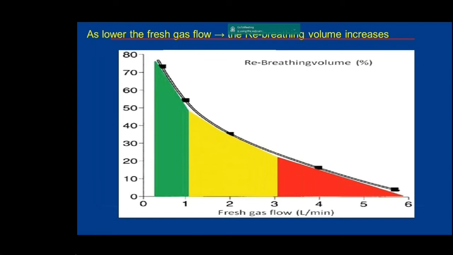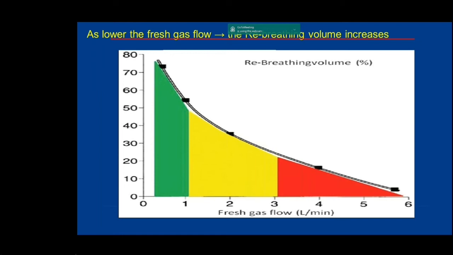It's about 5%. At 4 liters, it is about 15–18% rebreathing. At 2 liters, it's about 35% rebreathing. At 1 liter, it's about 55% rebreathing. And at less than 1 liter, it's about 75%.